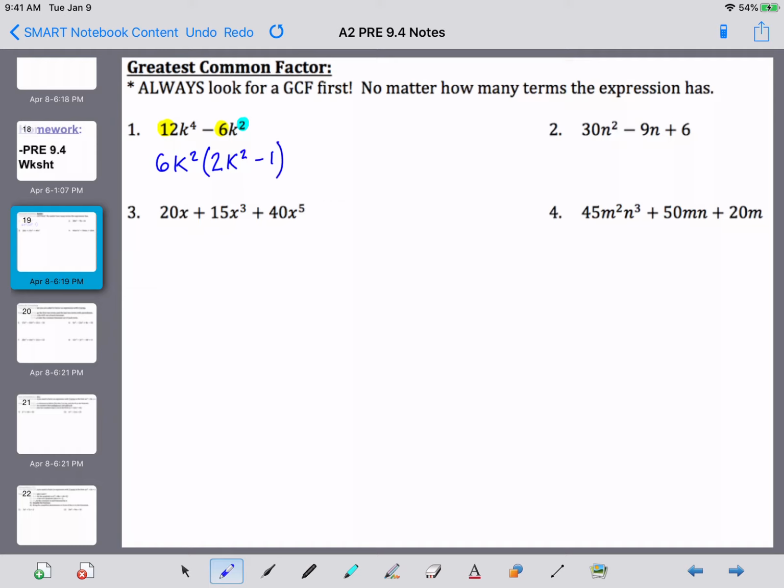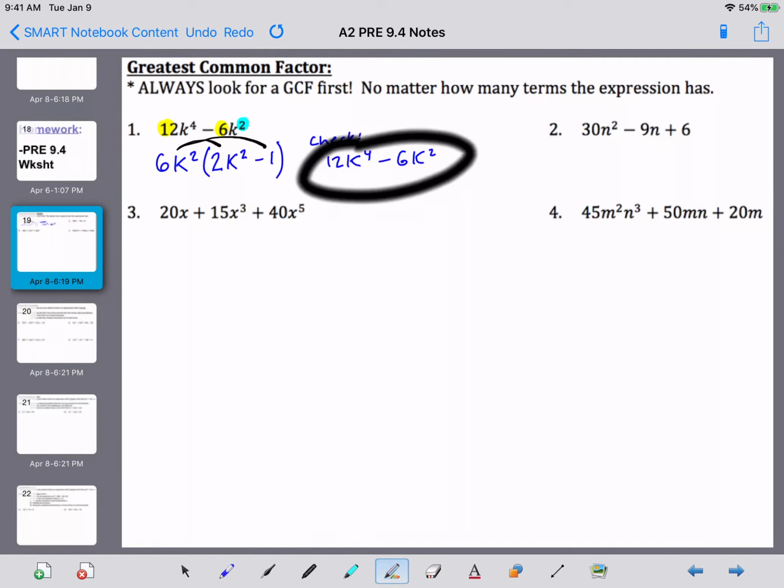Now, if you're not sure if you did the problem correctly, to check your answer you can go back and distribute that term in. So notice that if we check, 6k squared times 2k squared is 12k to the power of 4. 6k squared times negative 1 is minus 6k squared. And then just notice that this matches up with what we started with. So I know that we did the problem correctly.